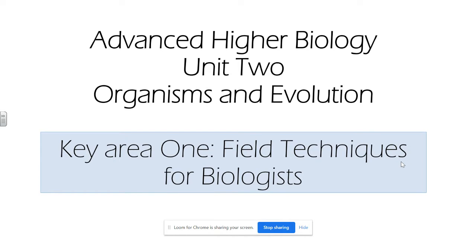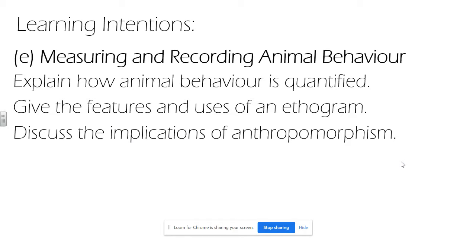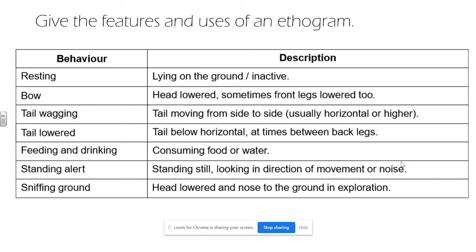In this video, we discuss Advanced Higher Biology Unit 2, Organisms and Evolution, specifically Key Area 1, Field Techniques for Biologists, Subsection E, Measuring and Recording Animal Behaviour. We'll explain how animal behaviour is quantified, give the features and uses of an ethogram, and discuss the implications of anthropomorphism.